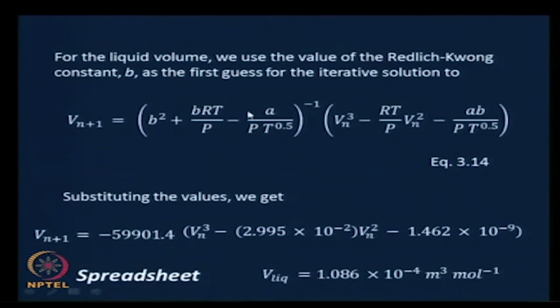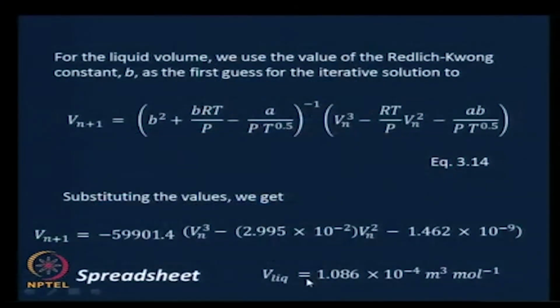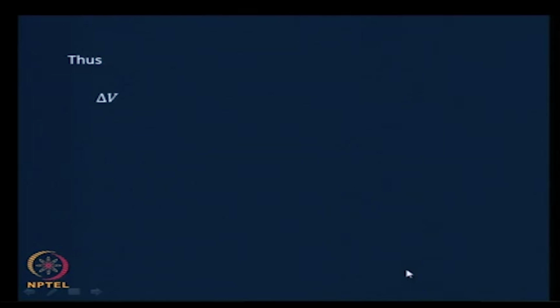So this is a slightly lengthy procedure, but it is an iterative procedure. Explanation takes time, but if you do it yourself it is much faster. So we have the vapor volume and the liquid volume, the molar vapor and the molar liquid volumes. Substitute this back, take the difference between the two, it turns out to be 2.9247 into 10 power minus 2 meter cube per mole.